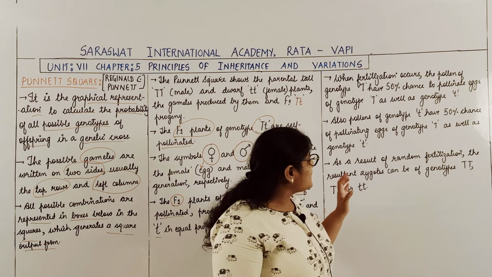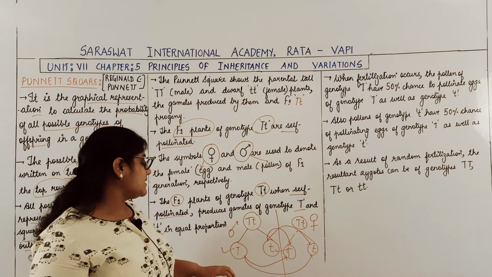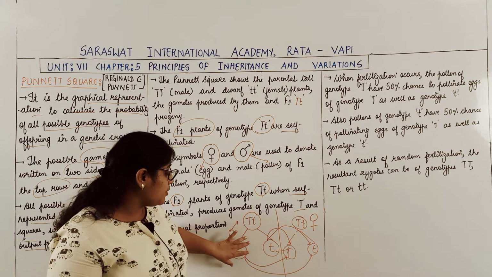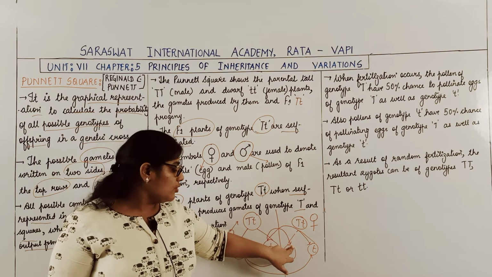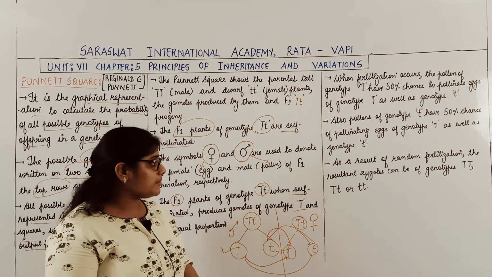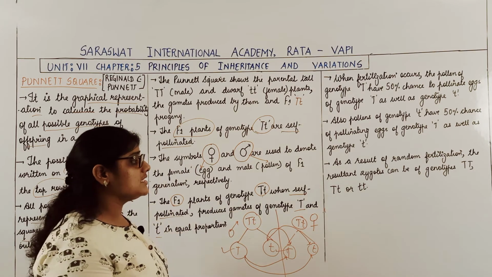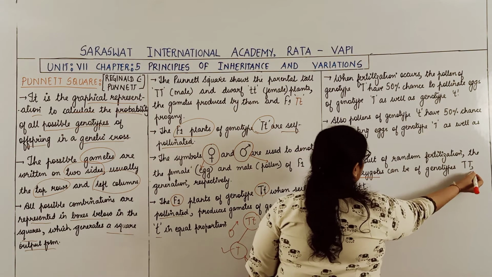So, as random fertilization takes place, it is not necessarily that this particular egg or this particular pollen will fuse with this particular female gamete only. No, this is a random process. So, as the process of fertilization is random, the zygotes can be of the genotypes capital T, small t and small t, small t.